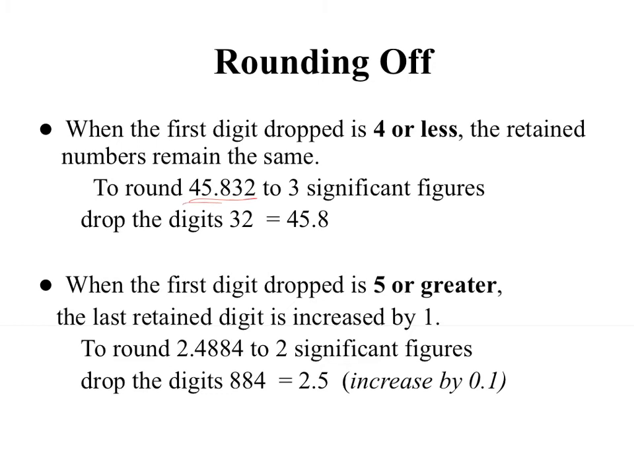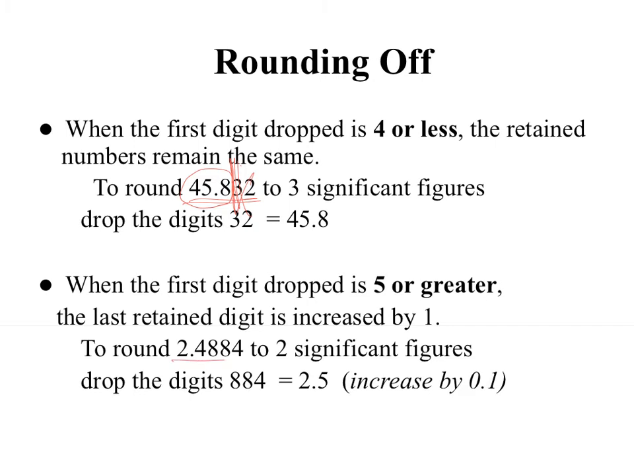If I have this, let's say it comes up on my calculator, but I only need 3 sig figs. So I need these 3 to keep. I have to look at what I'm dropping. Okay, I'm dropping 3. 3 is less than 4, or it's in the 4 or less category, so it just drops off altogether and it becomes 4.58. But if you're dropping a digit that's 5 or higher, you round up.